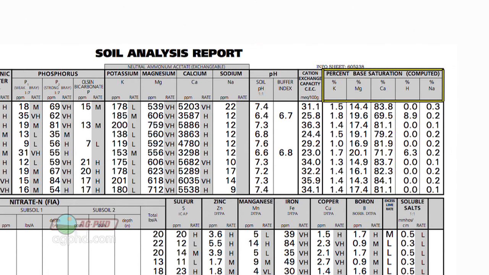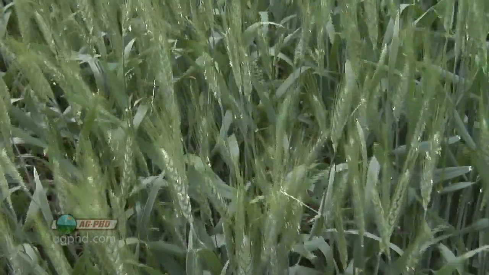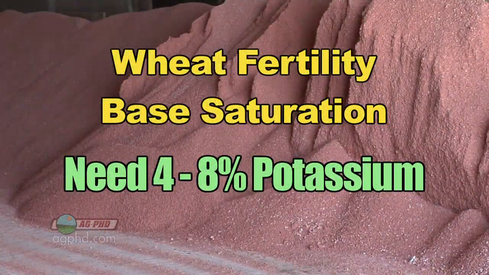I think that a better reading is really the base saturation on your soil test, so you can see where that potassium is in ratio to other nutrients like calcium and magnesium, for example. If you have high levels of calcium and magnesium in your soil, chances are you may not have enough potassium that's available for your crop. Well, you've got to have 4 to 8% potassium in that base saturation test. That's what we're looking for on the soil test.